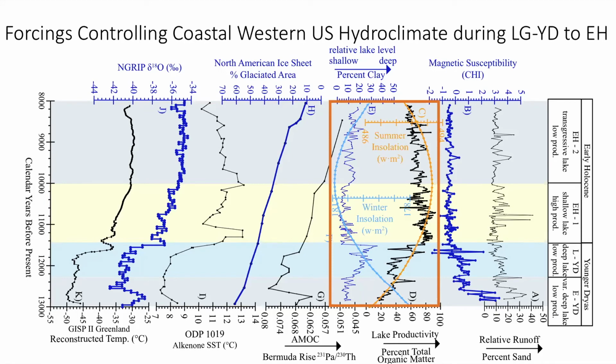Lastly, the reorganization of ocean and atmospheric circulation has been associated with changes in insolation. As a result, we compare summer and winter insolation at 39 degrees north latitude, and we see a strong trend in total organic matter and summer insolation. As a result, we contend that insolation forcing may play a more dominant role in determining the hydrologic state of Holocene lakes.